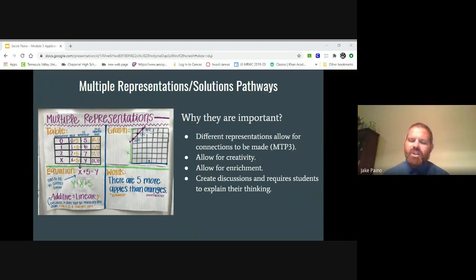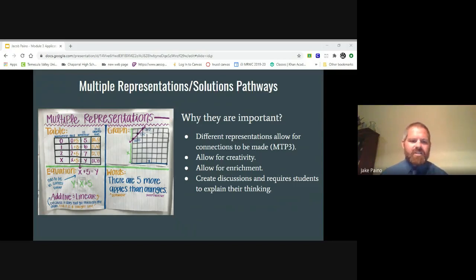It's a great enrichment tool. Some students will finish the problems very quickly, and then you can just ask them, explain it a different way, do it a different way. Can you represent it graphically? Okay, and it gets their minds going and takes their understanding to the next level.